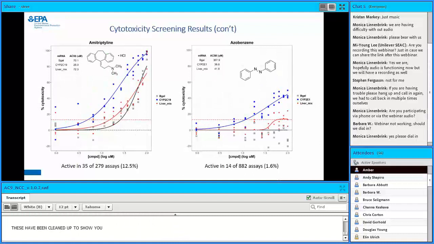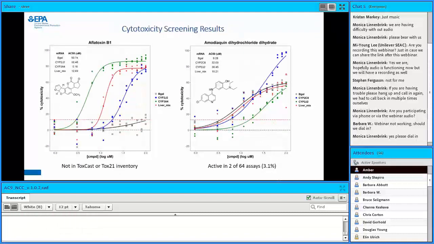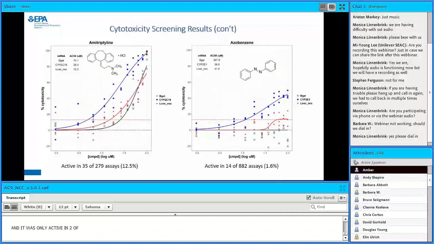Another compound, amitriptyline, was bioactivated by CYP2C19 expression. And then the compound on the right, azobenzene, was bioactivated by CYP2E1 expression and the liver mix, which was 12% CYP2E1. The thing I'd point out is that amiodarone has only been tested in 64 assays out of the 800 or so, and it was only active in 2 of them. So it only has a 3.1% hit rate, so it's largely inactive in our in vitro assays.